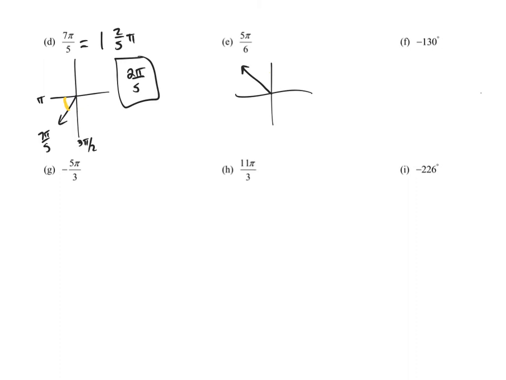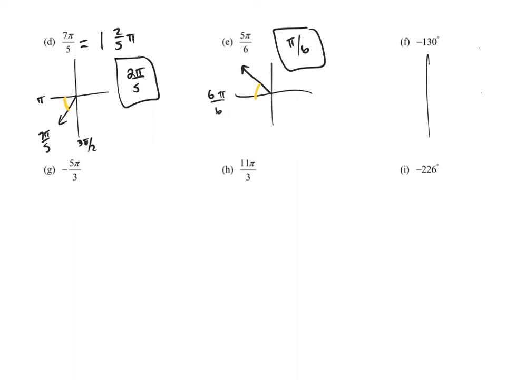My reference angle then is going to be back towards the x-axis, which is right here. That x-axis is being represented by pi, or another way to think about it is 6 pi over 6. And so the difference between 6 pi over 6 and 5 pi over 6 is going to be pi over 6. And that's going to be the reference angle for the given angle in letter E, pi over 6.